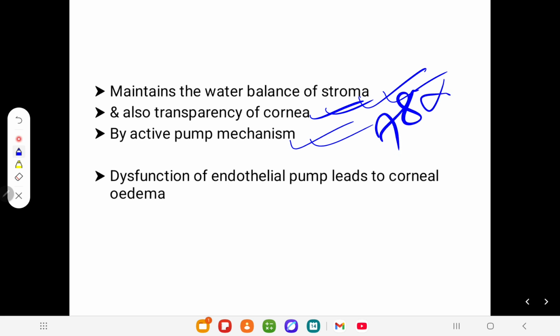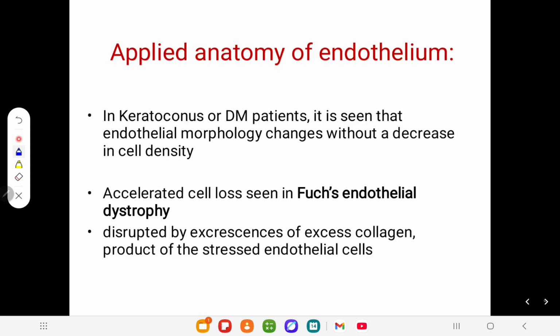Dysfunction of the endothelial pump leads to corneal edema, and we are definitely going to talk about this whole process, not in that detail, like the physiology faculty. But we are trying to understand what happens if the endothelial pump function stops or becomes less efficient, and how corneal edema develops. So we will definitely talk about it.